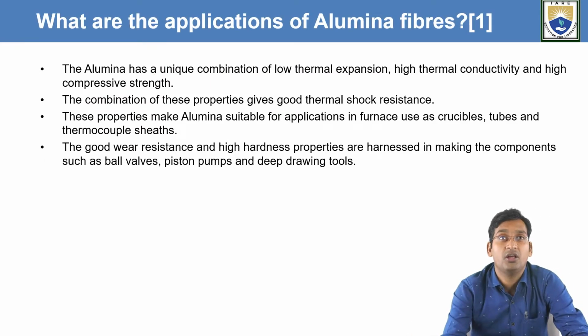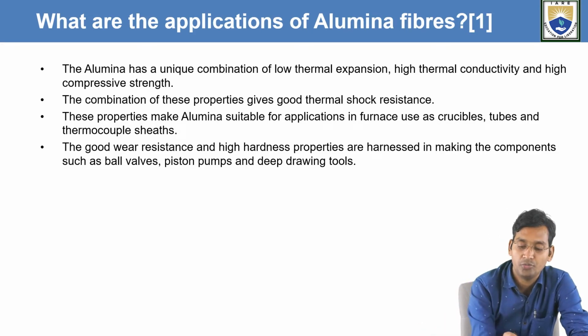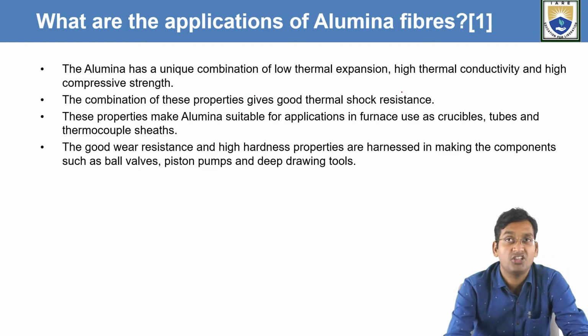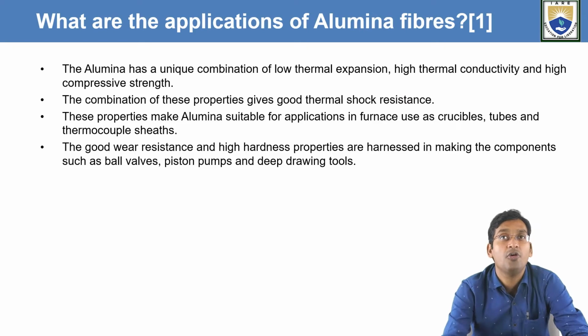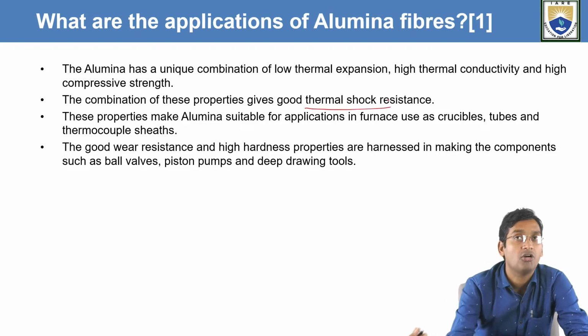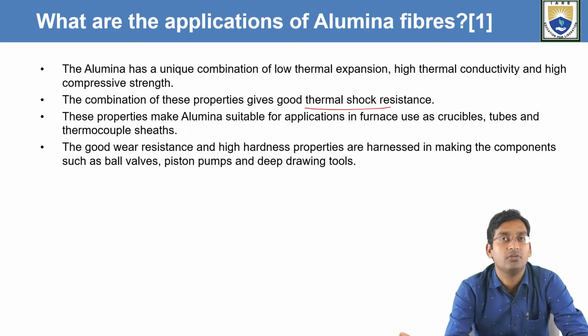What are the applications of alumina fiber? Alumina has a unique combination of low thermal expansion, high thermal conductivity, and high compressive strength. The combination of these properties gives good thermal shock resistance. Even after applying higher temperature, they will sustain their properties and will not lose their strength. They show the same up to 1000 degrees Celsius; only when the temperature increases beyond that does their strength start decreasing. So with a change in temperature, their properties won't be affected that much.